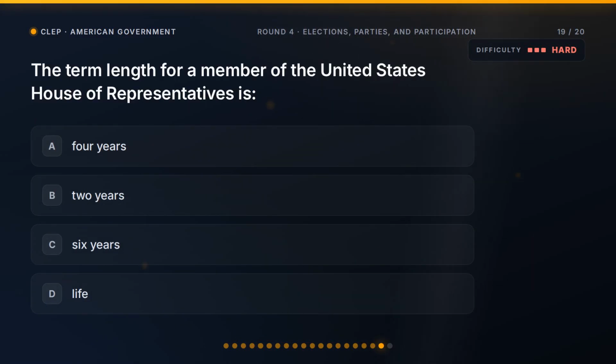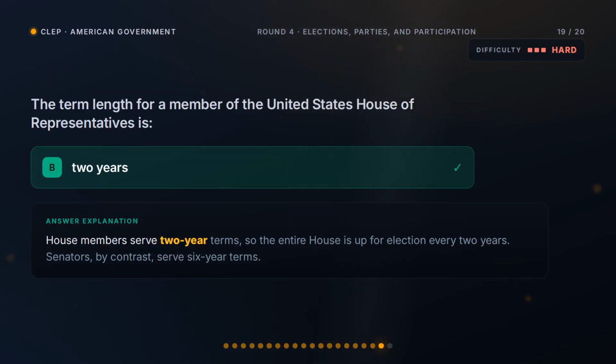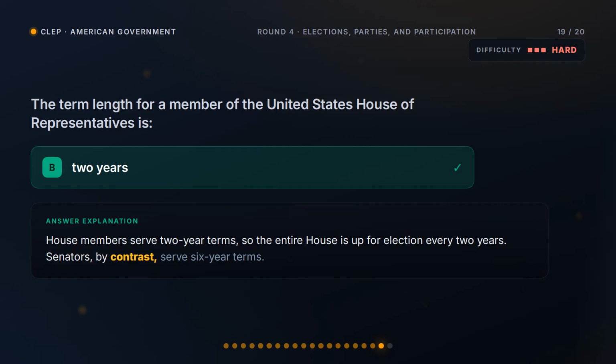Question 19. The term length for a member of the United States House of Representatives is A. 4 years, B. 2 years, C. 6 years, D. Life. The answer is B. 2 years. House members serve 2-year terms, so the entire House is up for election every 2 years. Senators, by contrast, serve 6-year terms.